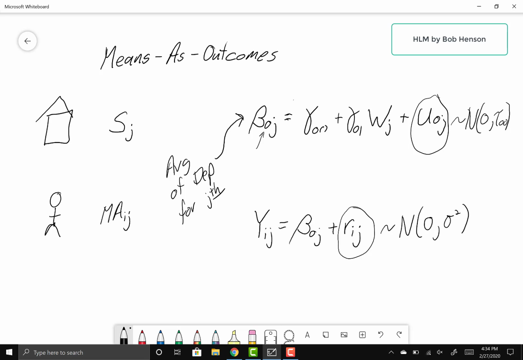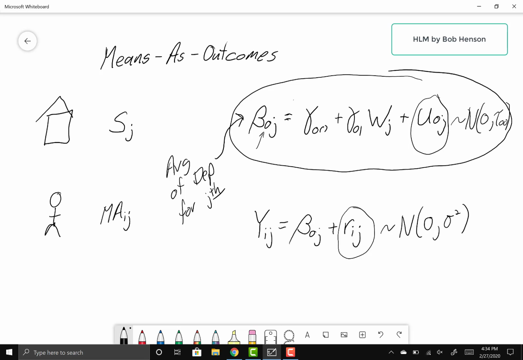Ultimately, the reason it's referred to as means as outcomes is that at level 2, we are trying to predict the mean of the dependent variable. But the advantage of my HLM model is that, prior to that, we are dealing with the fact that we actually have variability around that average that we can now account for.